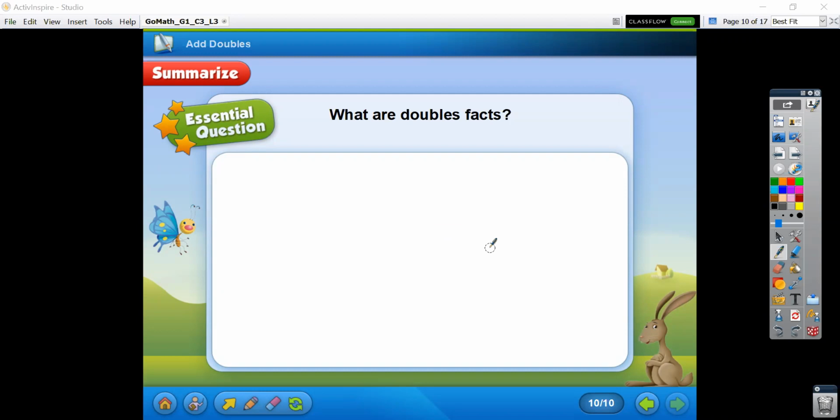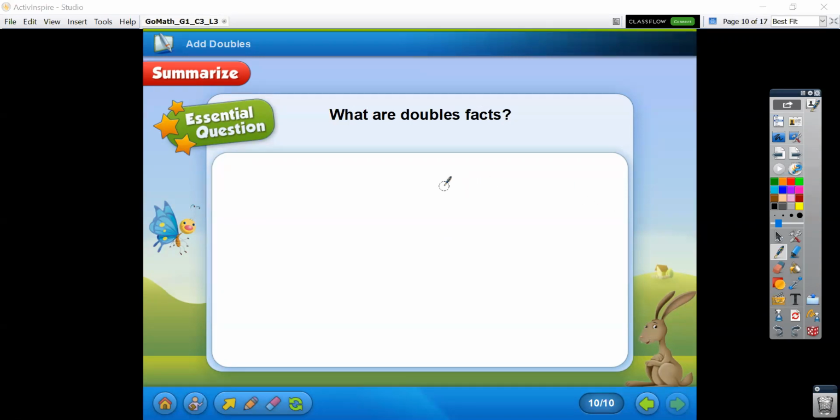What we're going to work on today is what you see at the top of our screen here, where it says, what are doubles facts? We're going to practice adding doubles. Doubles are simply when you have two of the same number as your addend. So your addition sentence would pretty much look the same.